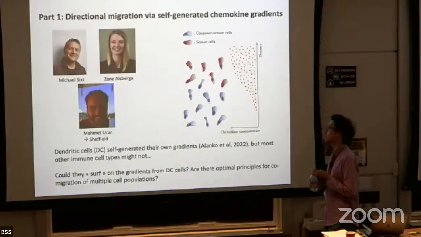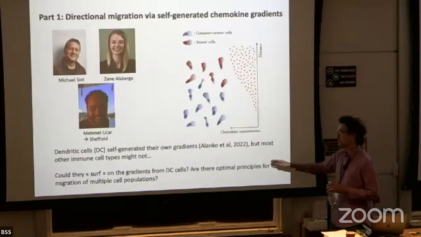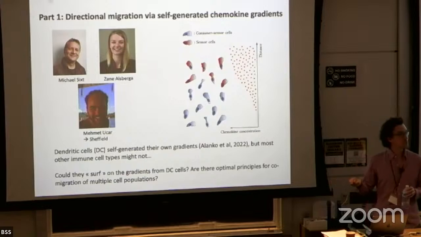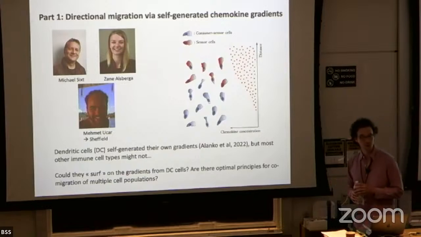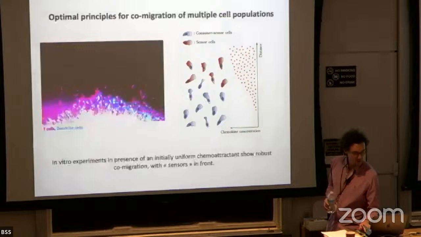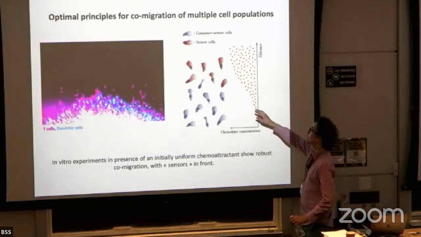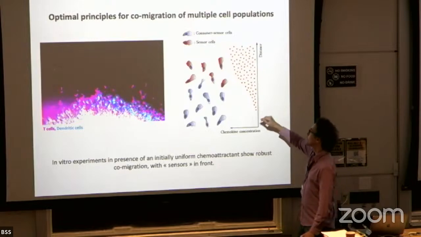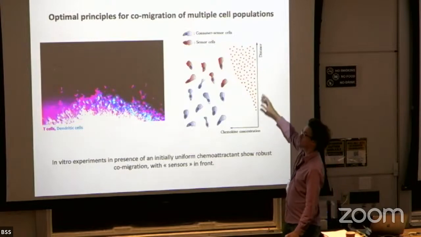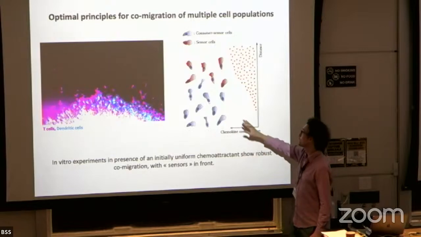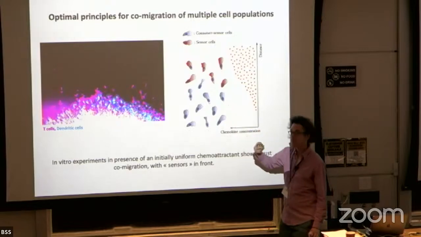And so we wanted to ask, okay, first of all, does this happen? Can we explain this theoretically? And are there optimal ways to couple different cell populations through self-generated migrations? The key of the model will be to have two cell types: one that can both eat and sense the chemoattractant, and one that cannot eat but only senses, right?